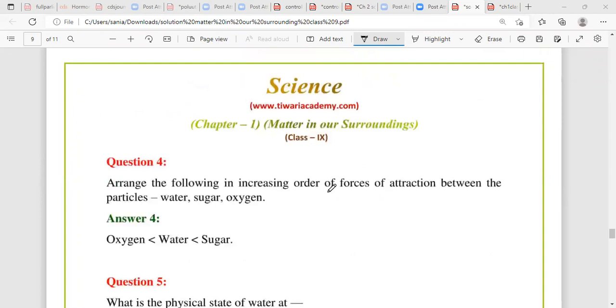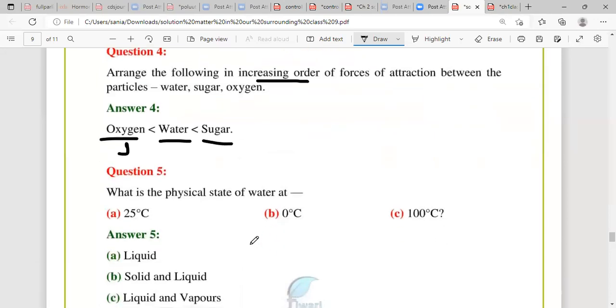Okay, so arrange the following in increasing order of force of attraction. Oxygen is in gaseous form, that's why force of attraction will be low. Water is liquid, so force of attraction will be more as compared to gas. Then sugar. So you have to arrange them in increasing order: least, then this, then the highest one is sugar. You already know this.